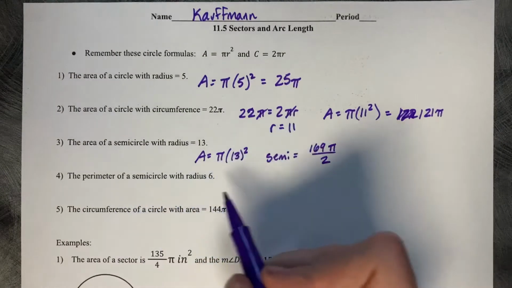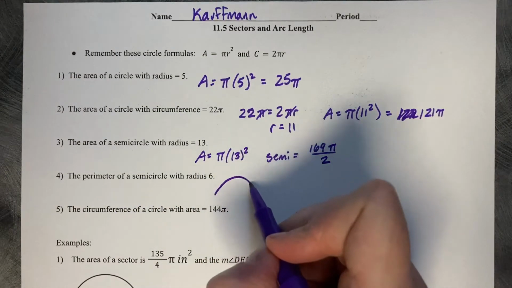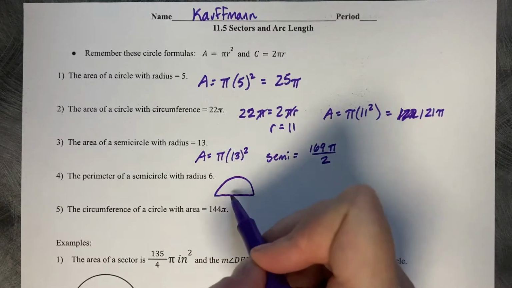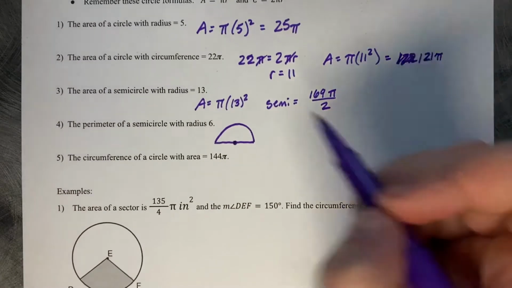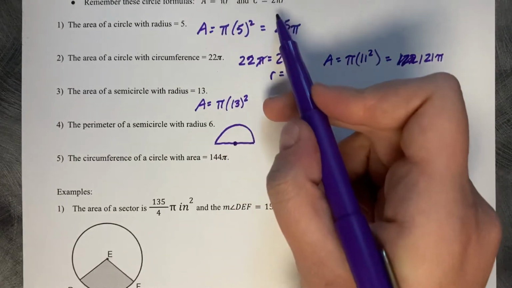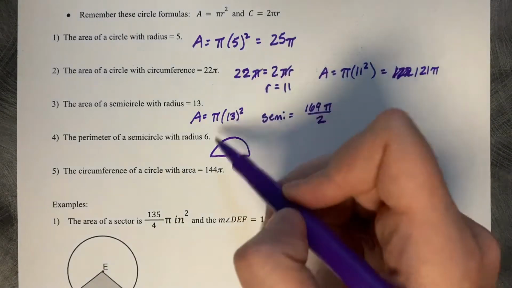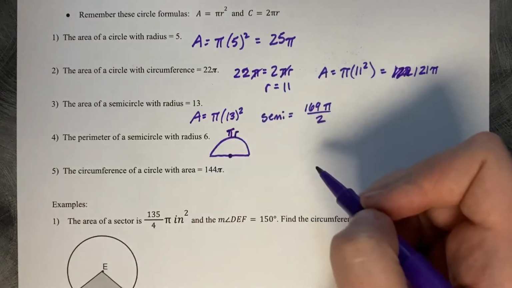The perimeter of a semicircle with a radius of 6. Let's draw a small sketch here. We want the perimeter of this figure. So this part is going to be half the circumference. So if you look at the circumference formula, 2 pi r, if we want half of that, divided by 2, just leaves us with a pi and an r.